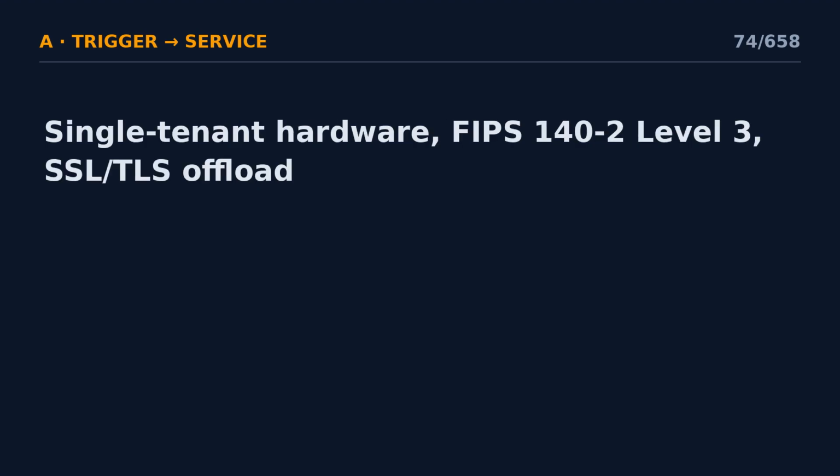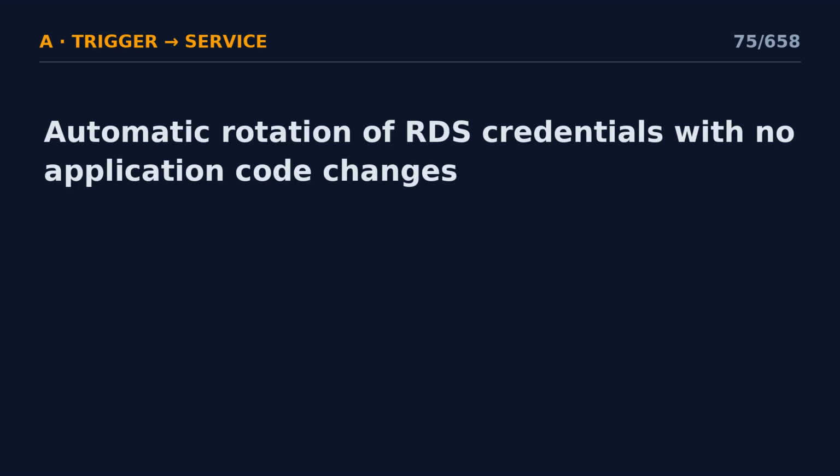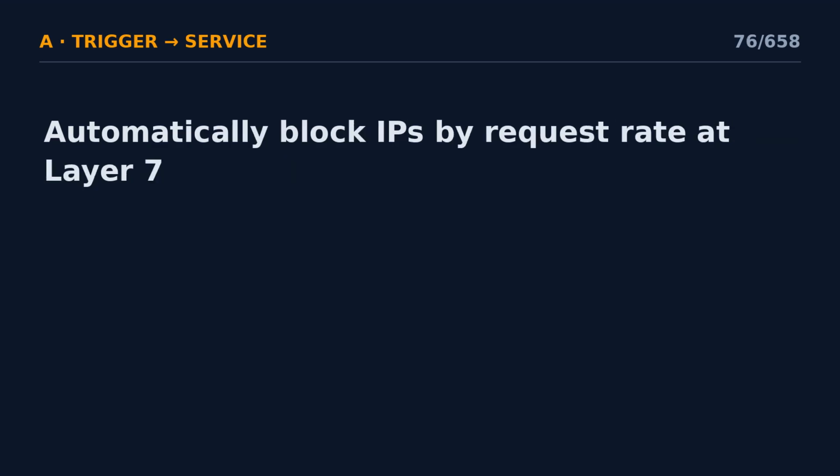Single-tenant hardware, FIPS 140-2 Level 3, SSL or TLS offload. Answer: AWS CloudHSM. Automatic rotation of RDS credentials with no application code changes. Answer: AWS Secrets Manager. Automatically block IPs by request rate at layer 7.